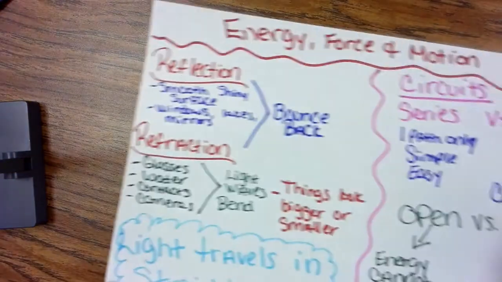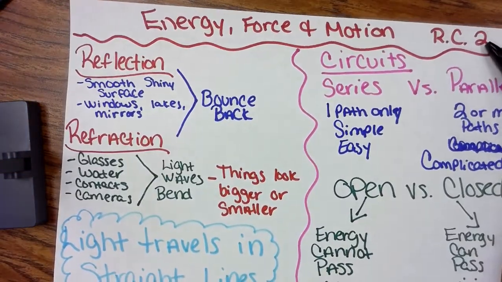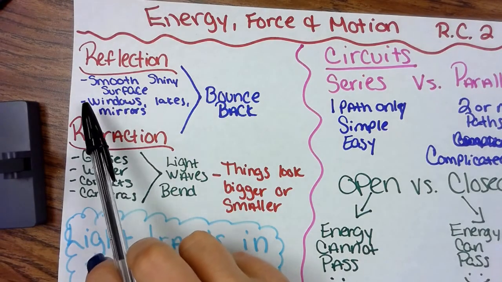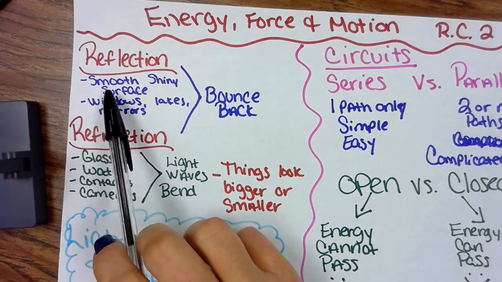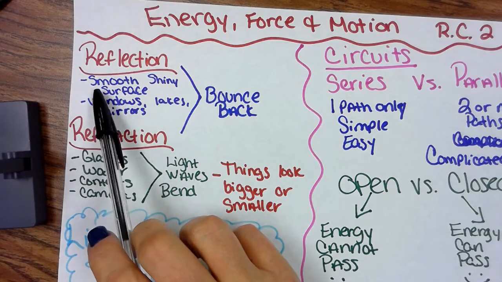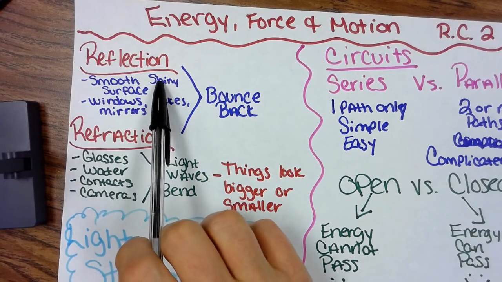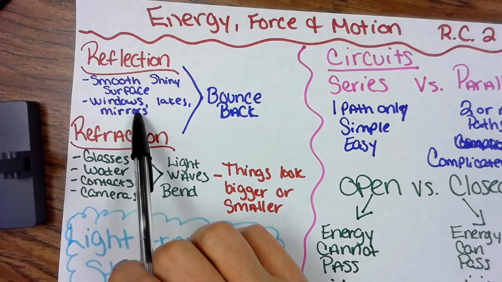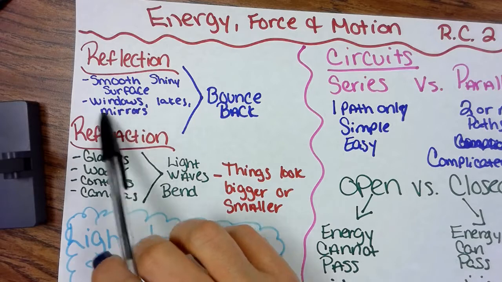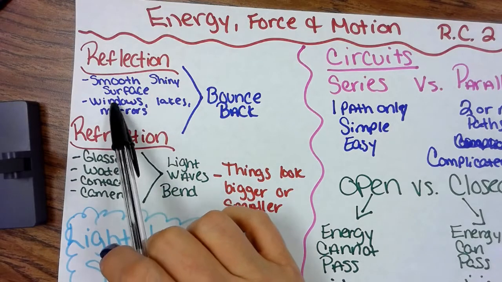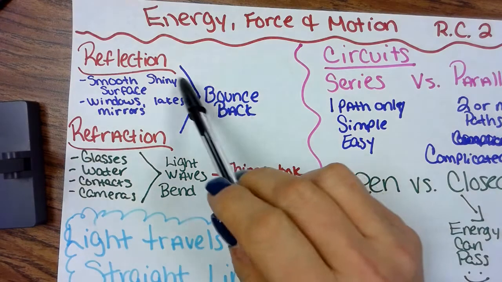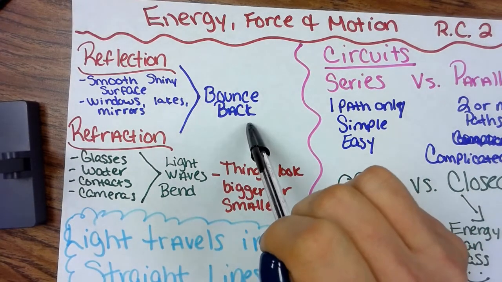All right, next. Energy, force, and motion. Reporting category 2, reflection. Light can always reflect off any surface as long as it is smooth and shiny. Windows, lakes, mirrors, okay? As long as any of these apply, you can see your reflection in it. Okay, reflection is just the bouncing back of light rays.